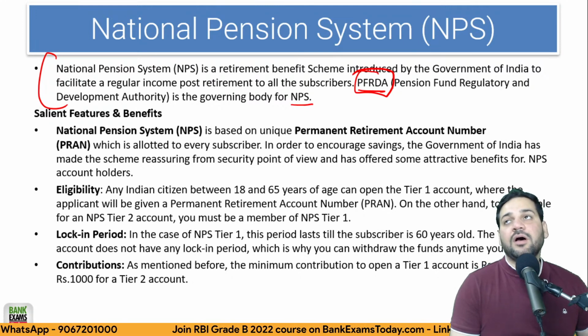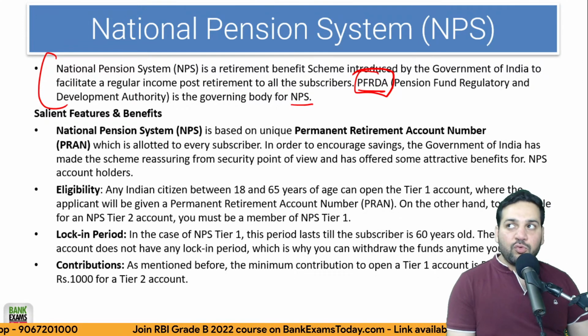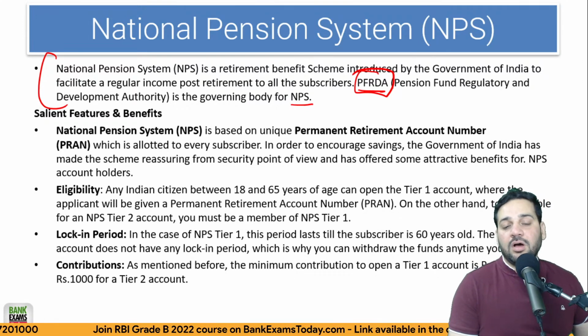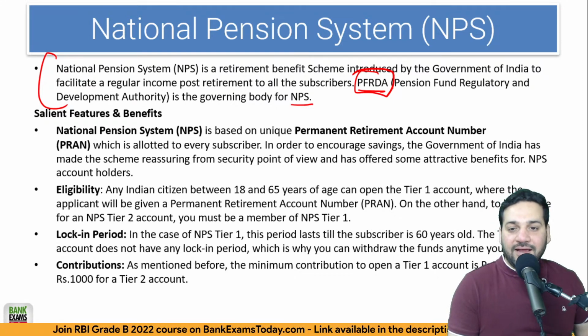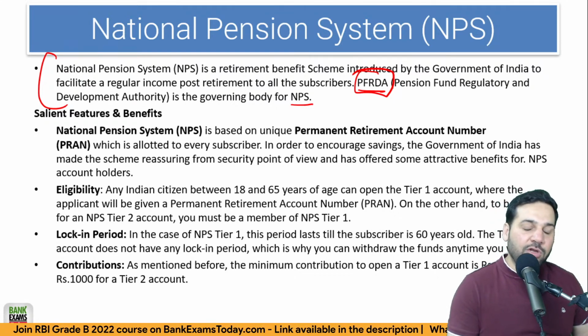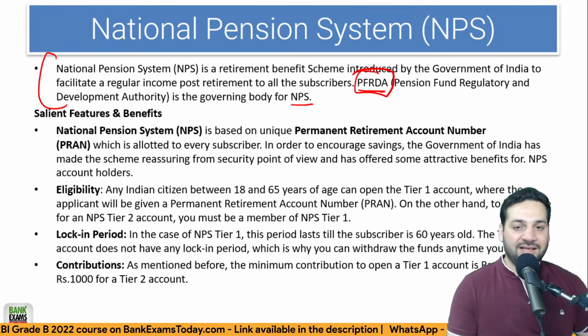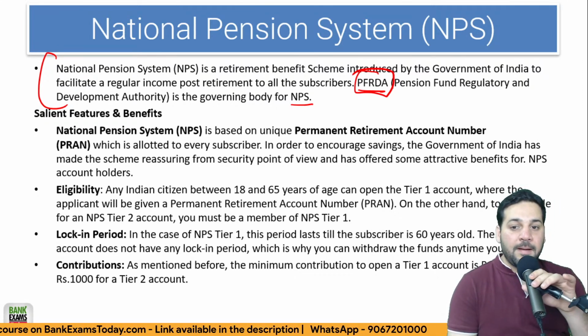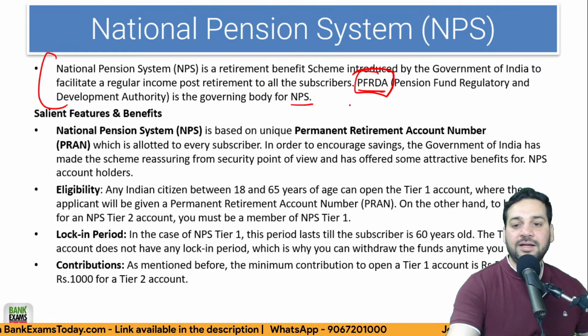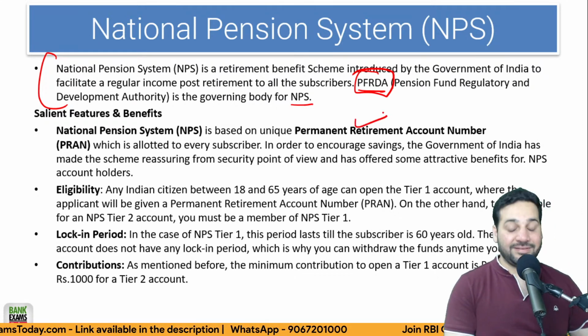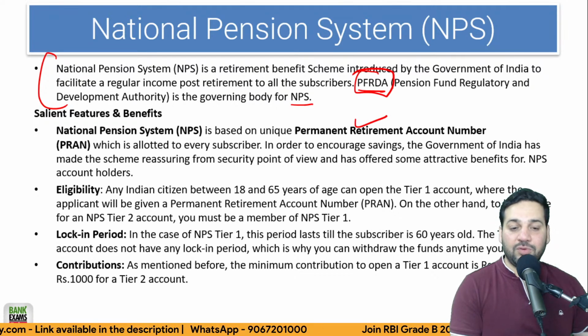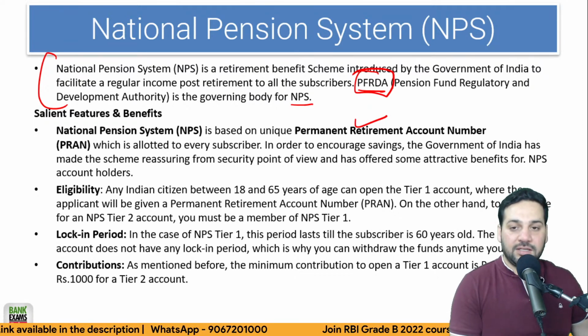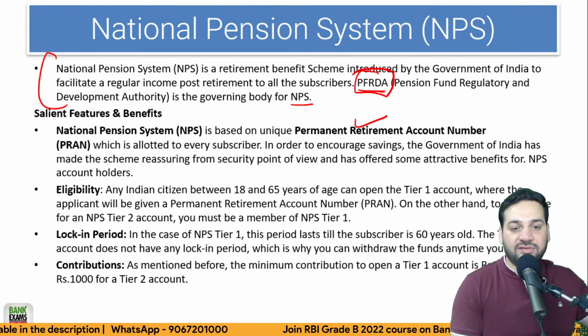So for the NPS, see students, when you make an investment, PAN is there, right? Your PAN is actually used for filing your income tax. For the National Pension System, PRAN number is there. Permanent Retirement Account Number. It is a unique number that is allotted to every subscriber.